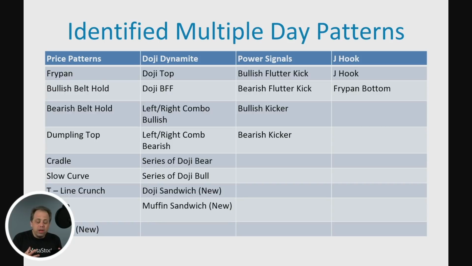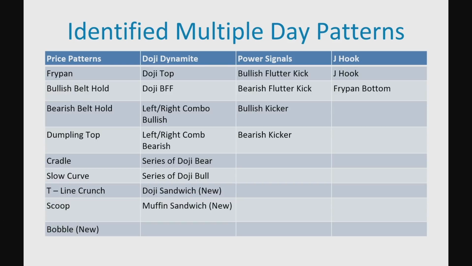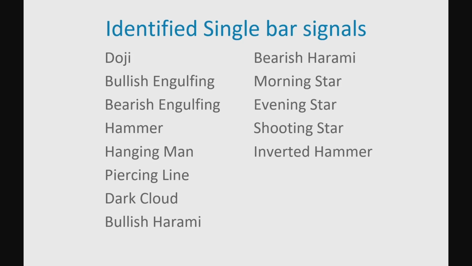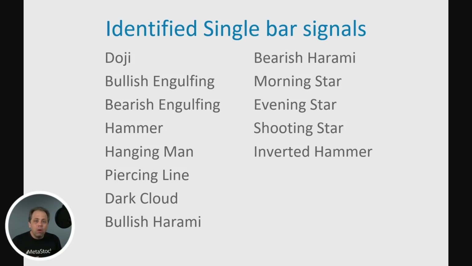On this screen, I've got a listing of all the multiple-day patterns that Steve likes to use. The new ones, just to call those out, are the bobble, the Doji sandwich, and the muffin sandwich. The other ones were pre-existing. One of the other things we decided to add when we identify these on a chart are what he calls the most profitable single-day patterns. These would be your Doji, the bullish engulfing, the hammers, the piercing lines, the shooting stars, that kind of stuff. The most important single-day patterns.